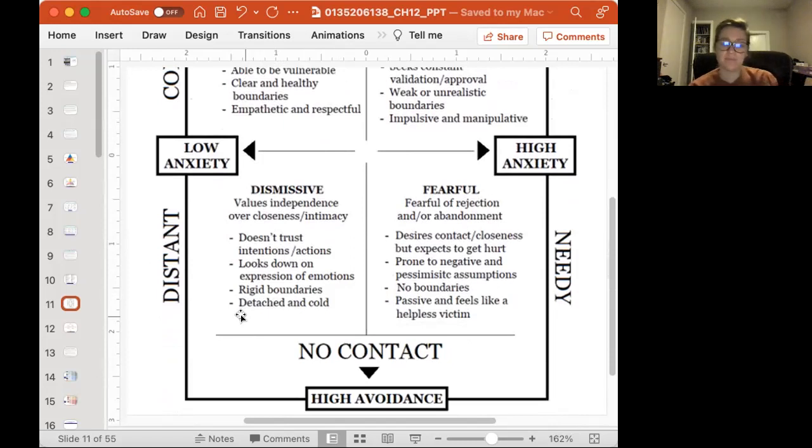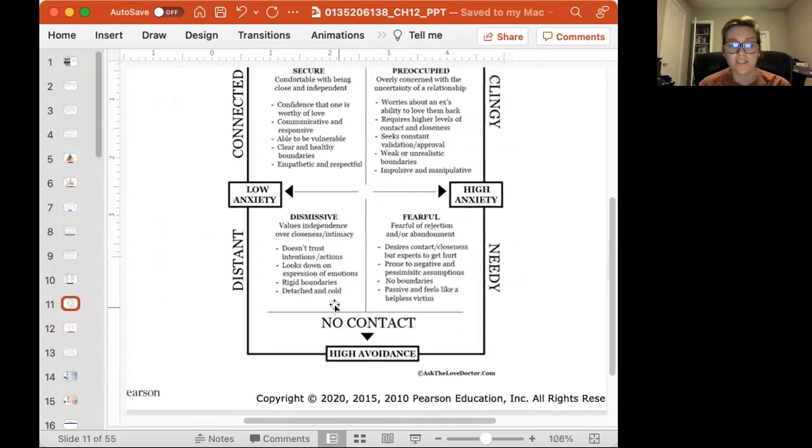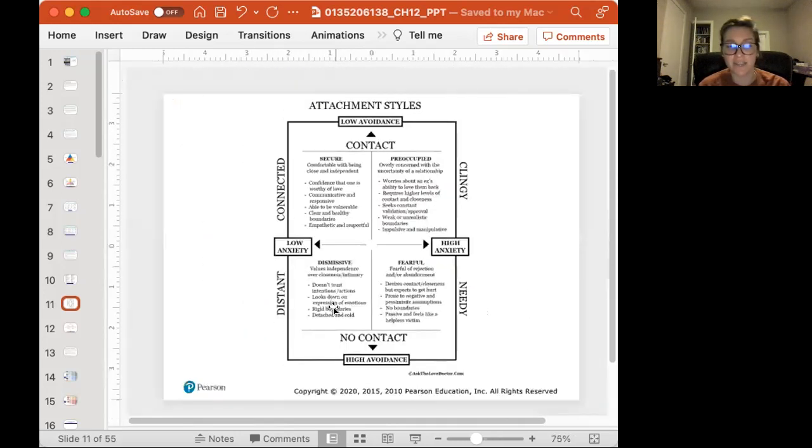And then as for the fearful attachment style, there's fear of rejection and or abandonment, and they desire contact and closeness, but they expect to get hurt. They're prone to negative and pessimistic assumptions, have no boundaries, and passiveness is part of their communication style. And they also feel helpless, like they're a victim, where everything happens to me. Why does this happen to me? It's my fault. I'm the issue, all these kinds of things. So that's just another image to help you understand attachment styles.